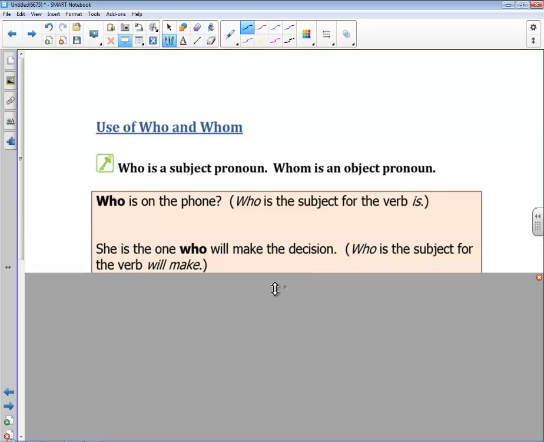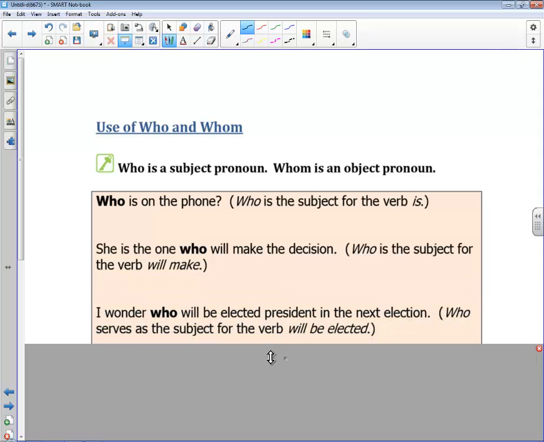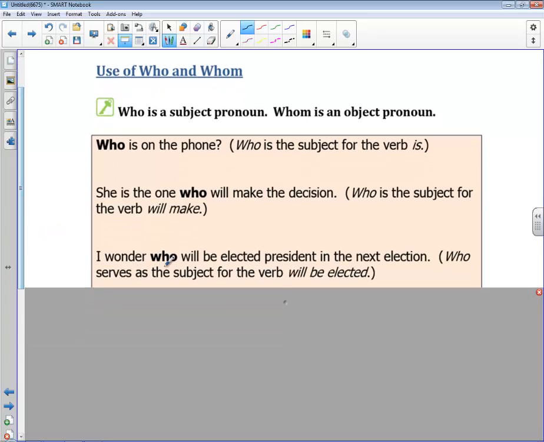She is the one who will make the decision. What is the subject for will make? It's who. I wonder who will be elected president in the next election. Will be elected is the verb. This is the verb. This is the subject. Just as here, this is the verb, will make. This is the subject.